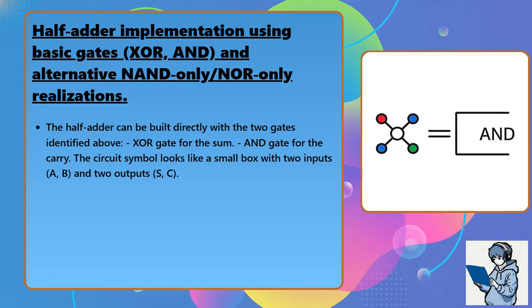An XOR gate for the sum, an AND gate for the carry. The circuit symbol looks like a small box with two inputs A, B, and two outputs S, C.